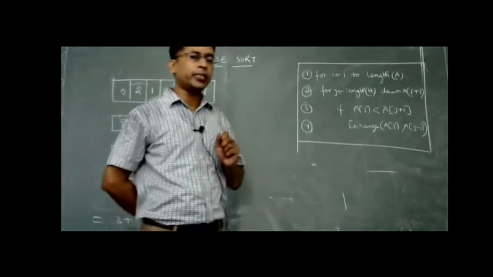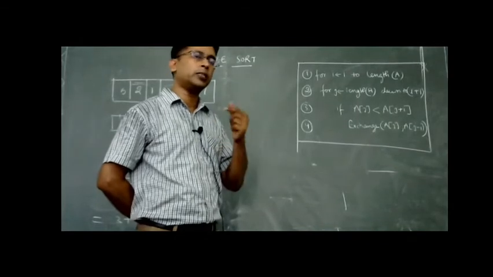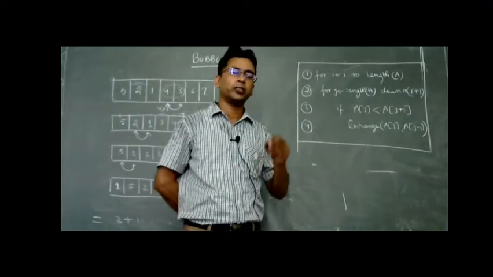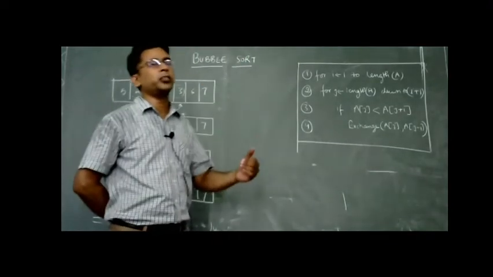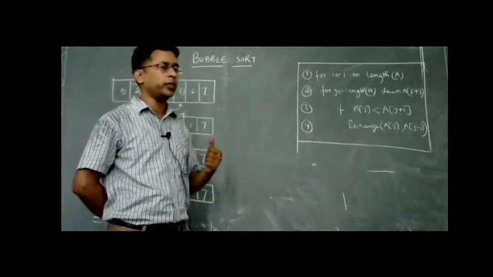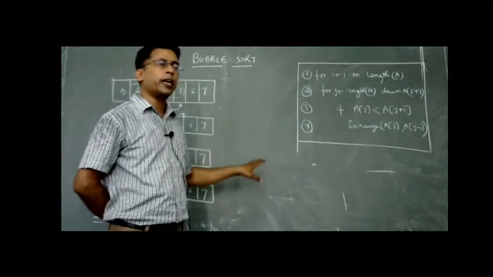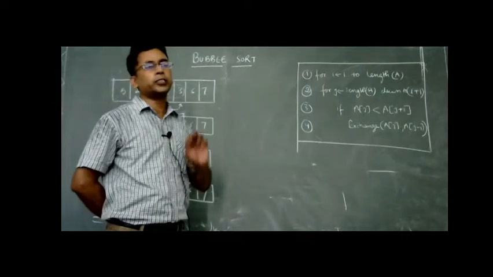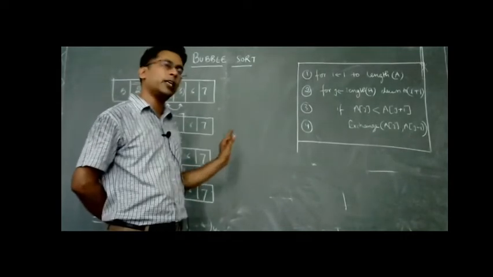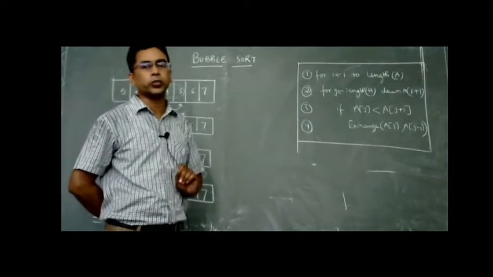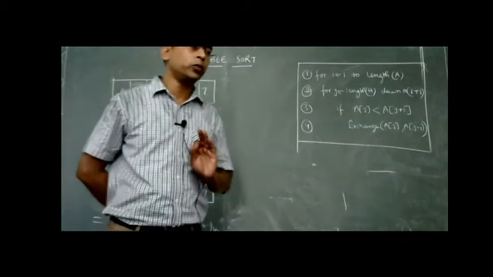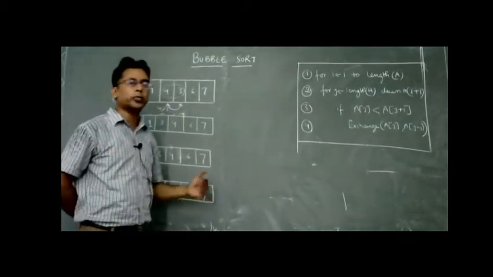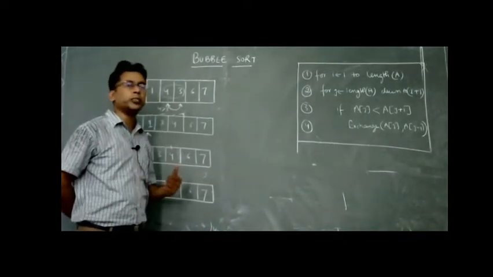In the second iteration, we shall get the second smallest element in the second position. In the third iteration, we shall get the third smallest element in the third position. In the fourth iteration, we will get the fourth element in the fourth position, and likewise there are 7 elements, so at the end of the 7th iteration, we shall get the largest element in the 7th position. So this is the basic concept implemented here to explain the simple logic behind the bubble sort.